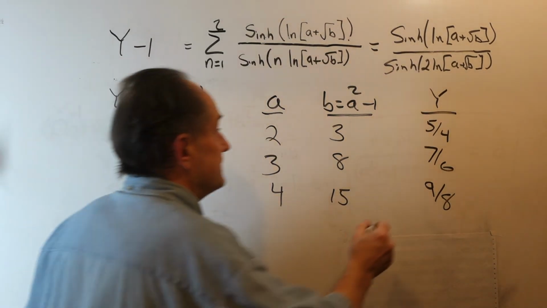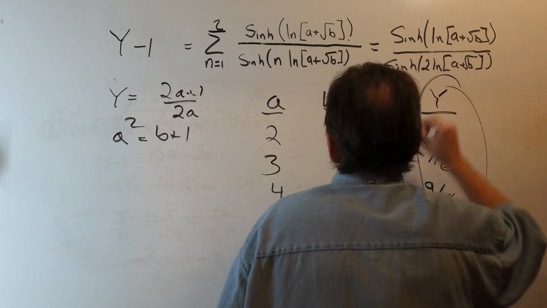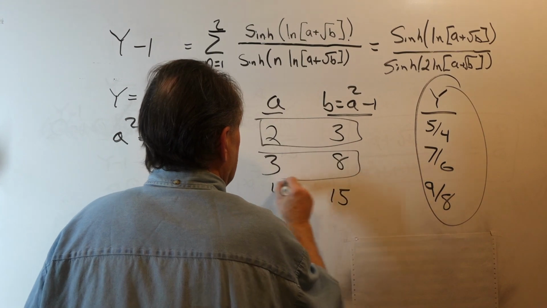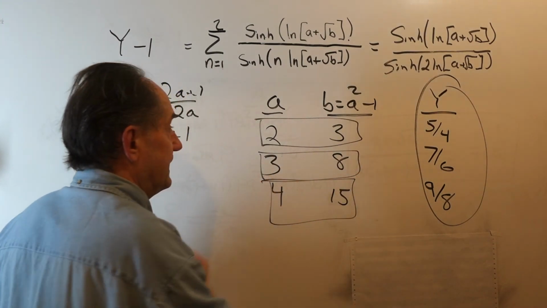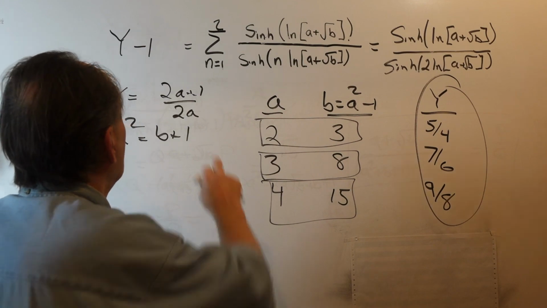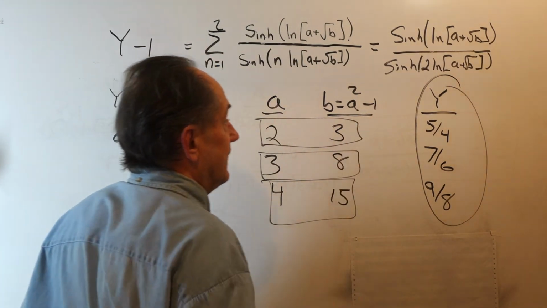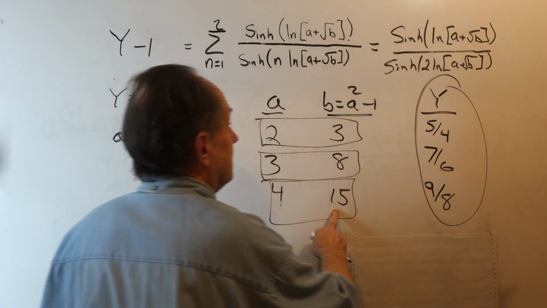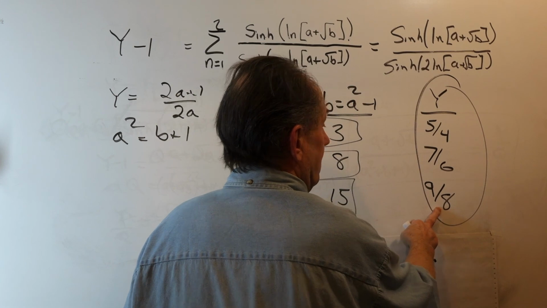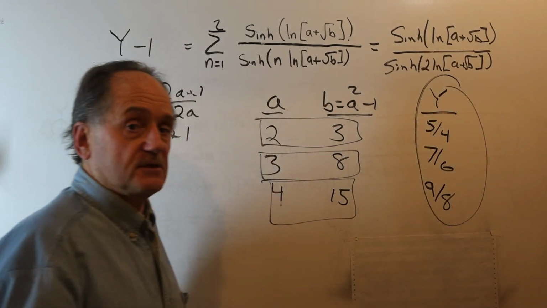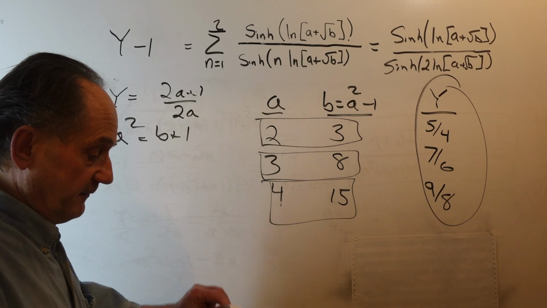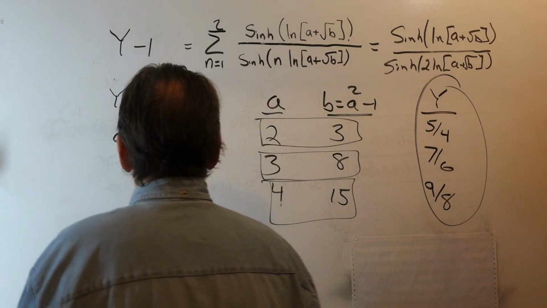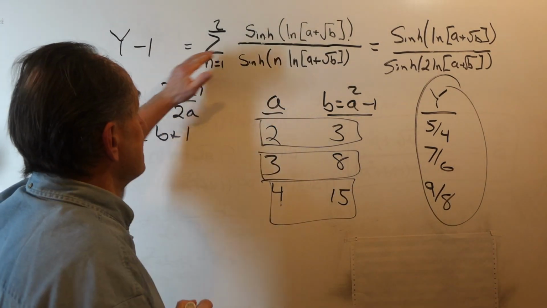So, these are our y's. So we can choose any number of an infinite number of combinations for a and b to give us y as a rational number. So if a is 4, b is 15, then y has the rational value of 9/8, and so on. So that's the solution. There's an infinite number of solutions for a and b that are integers that will solve this problem.